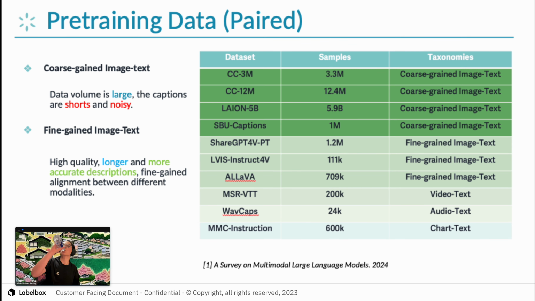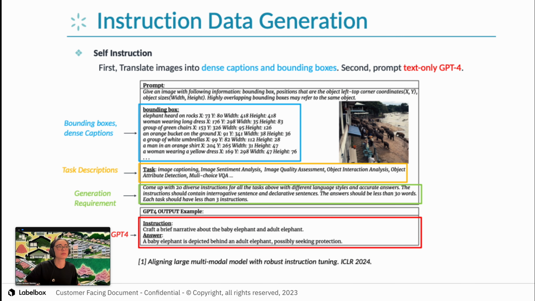So to get a sense of what kind of data you actually need as part of the training and development of a multimodal foundation model, you definitely need your pre-training data, and this is usually paired. So for example, you have an image with some bounding boxes, and a text description of what the object is. You can have coarse-grained image text versus fine-grained image text. Fine-grained has longer, more detailed descriptions, maybe with colors and shapes and things like that, right? And it could also include higher quality image data as well.